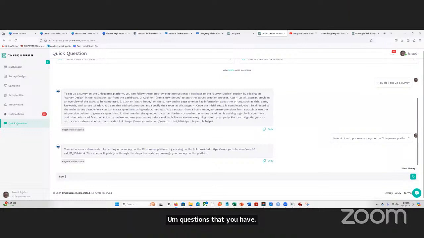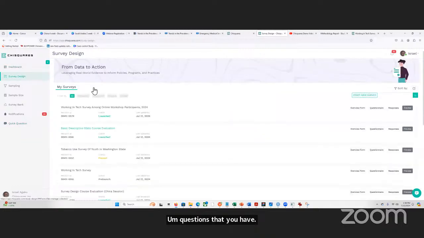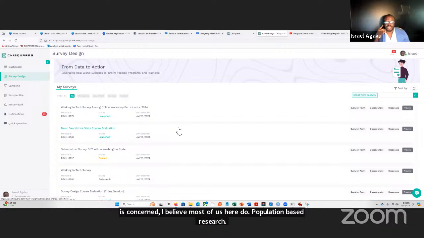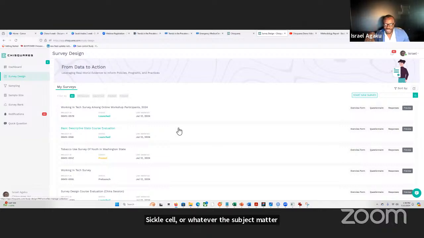The inclusion of person, place, and time in table titles, is it peculiar to epidemiological data? It's a best practice for any kind of research, but obviously not every research has persons or populations in that kind of context. If you're doing research on nanoparticles, that may not apply. But as far as population research is concerned, I believe most of us here do population-based research. So in that case, yes, regardless of whether your field is sickle cell research or whatever the subject matter. But that's a good practice to abide by.